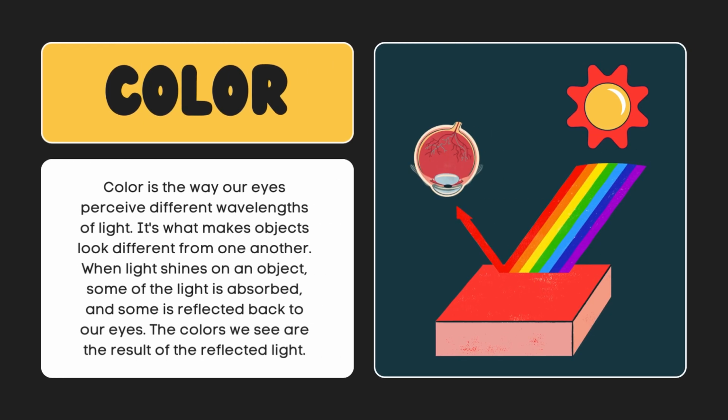Color. Color is the way our eyes perceive different wavelengths of light. It's what makes objects look different from one another. When light shines on an object, some of the light is absorbed, and some is reflected back to our eyes. The colors we see are the result of the reflected light.